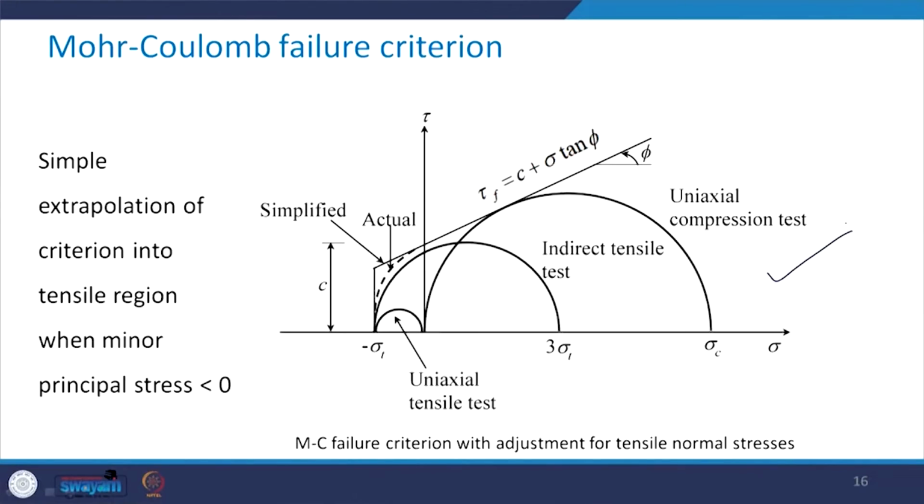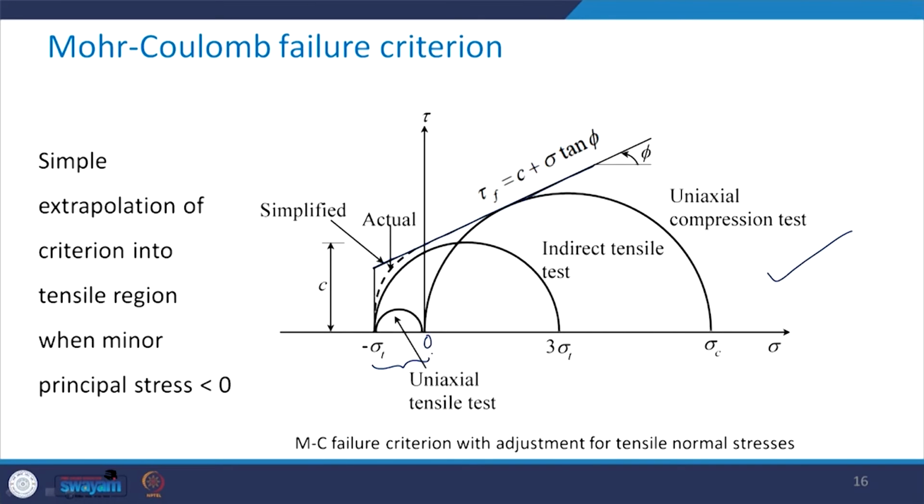Now, since we have to do some kind of adjustment, that is what we saw. What kind of adjustment should it be? So, you see here in this figure that it is the simple extrapolation of the criterion. This criterion was like this in the compressive zone. So, I will just simply extrapolate it in the tensile region like this, where the minor principal stress is less than 0. That means this is your 0 point in this zone.